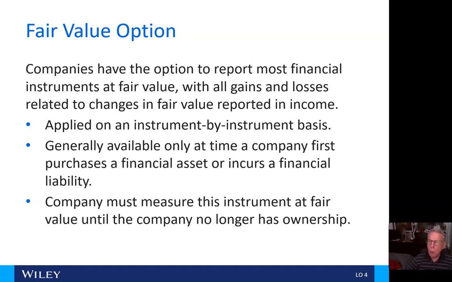Under bullet point number 1 here, we're going to apply that on an instrument by instrument basis. And then under bullet point 2, where it's generally available only at the time a company first purchases a financial asset or incurs a financial liability. And under bullet point 3, the company must measure this instrument at fair value until the company no longer has ownership.